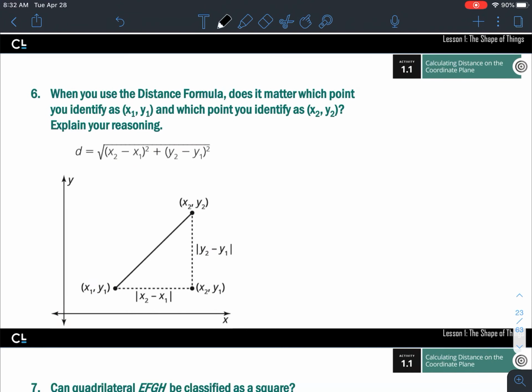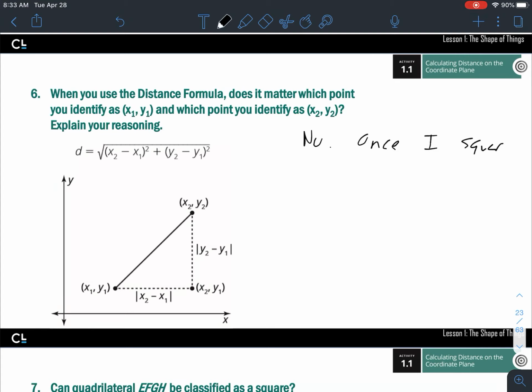Number 6, when you use the distance formula, it doesn't matter which point you identify as (x1, y1), and which point you identify as (x2, y2). Explain your reasoning. So for 6, for this, you just end up saying, no, it does not matter.